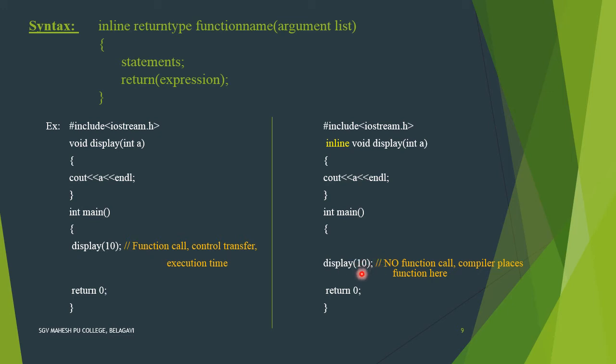So when you write this display 10, you're not transferring your control, but this code is directly copied here, and again this display 10 when you're passing, again it displays the value of a as 10. There is no change in the output within these two programs. Both the programs are showing you the same output, that is 10. But the only difference is in terms of execution of program. When you write inline function, your time of execution is reduced.